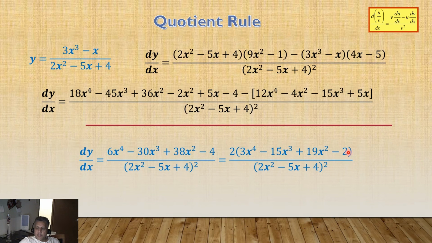You could multiply this back out. You'll get exactly what's there. That's your check. And we carry the trinomial in the denominator and we square it. This is your final answer. Okay? That is the quotient rule.